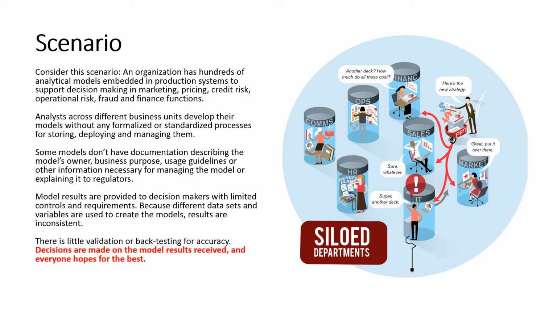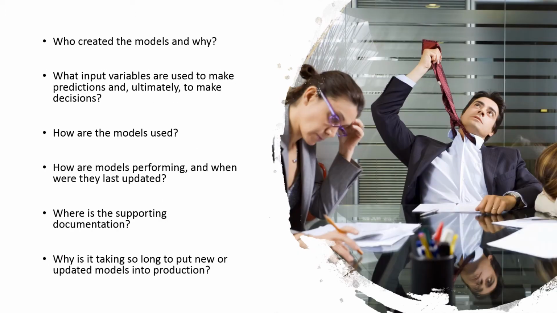Model results are provided to decision makers with limited controls and requirements. Because different data sets and variables are used to create the models, results are inconsistent. There is little validation or backtesting for accuracy. Decisions are made on the model results received, and everyone hopes for the best. Such modeling confusion may look all too familiar to many organizations.